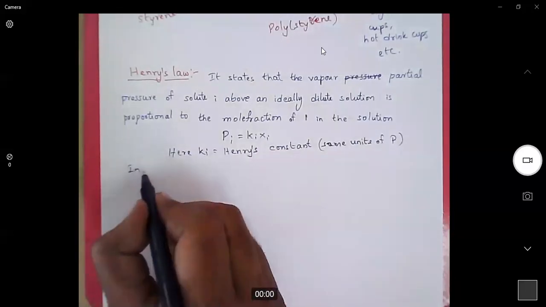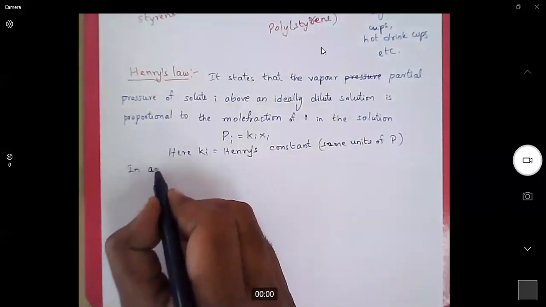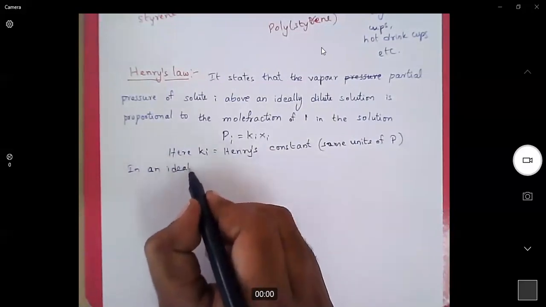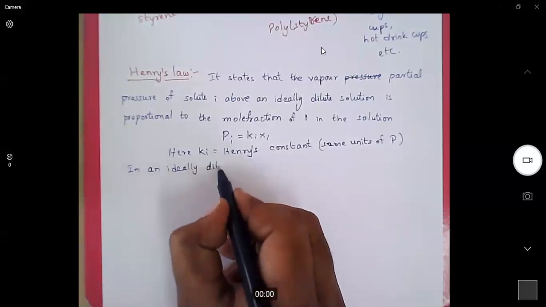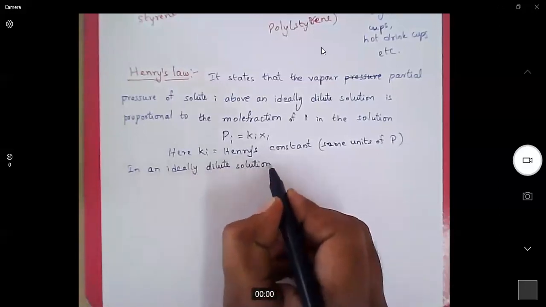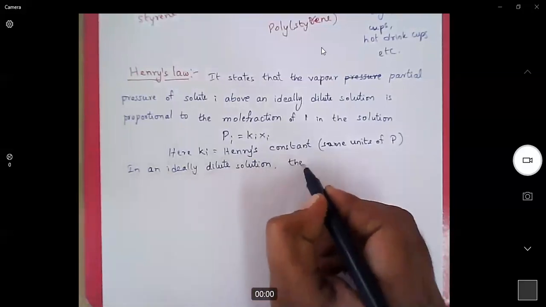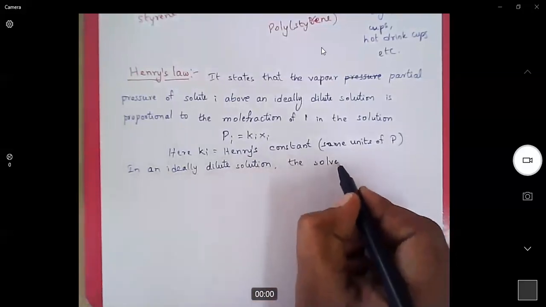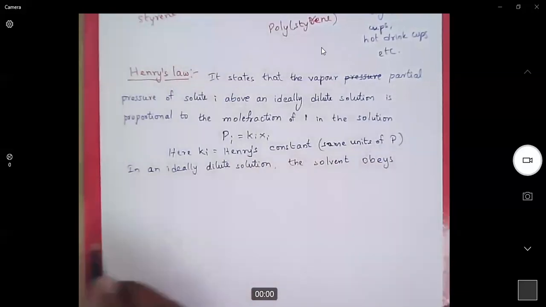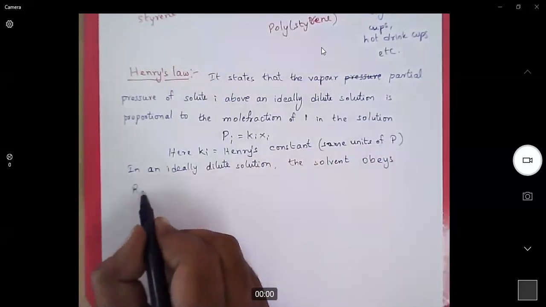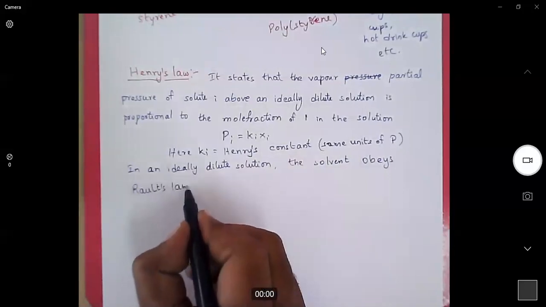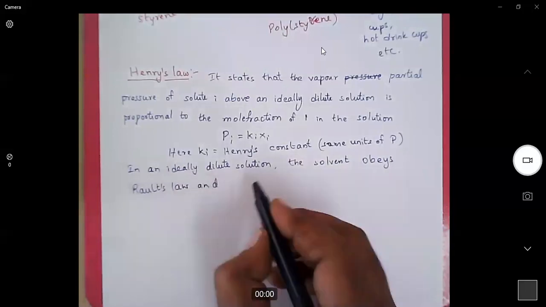In an ideally dilute solution, the solvent obeys Raoult's law and the solute obeys Henry's law.